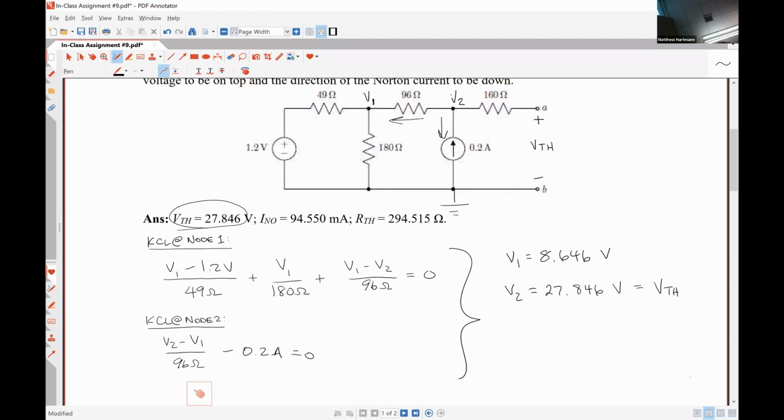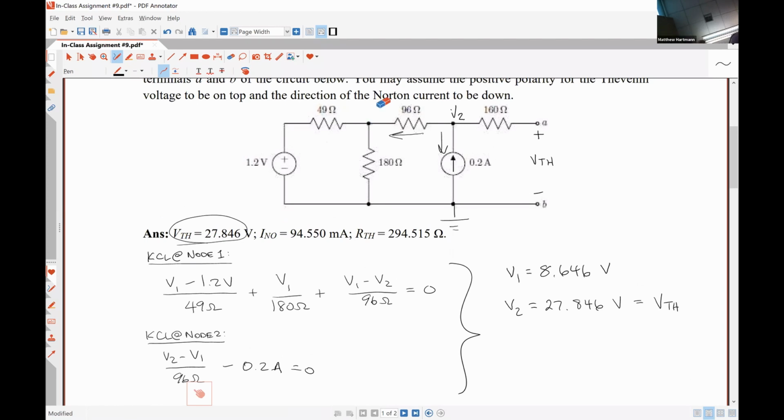All right, so next we are going to find the Norton current. So who can tell me what the Norton current is? Like, what do I have to do to find the Norton current? Make A and B a short circuit. That's exactly correct. So we short out terminals A and B, and then we measure the current flowing through that short circuit.